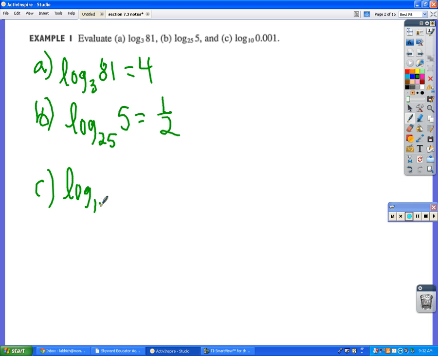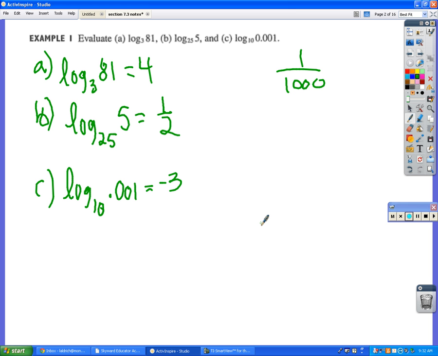Okay, and then log base 10 of 0.001. Is that a coincidence? Yeah, because this is like tens, hundreds, thousands. This is 1/1000, and since this has 3 zeros, that's negative 3. It's going to be -3. Yeah, 10 to the third is 1,000. So 10 to the negative third is 1/1000.